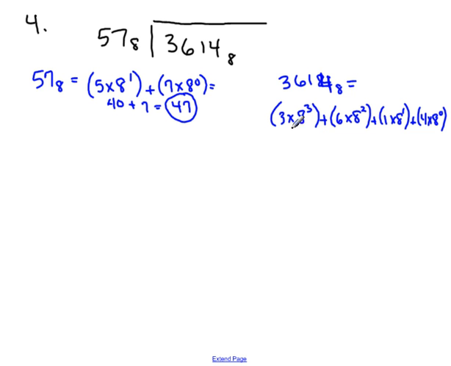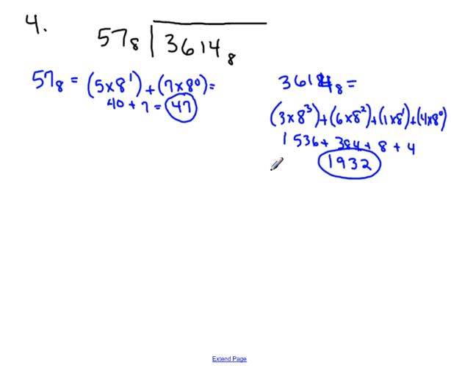Okay, well, 3 times 8 to the third is 1,536. 6 times 8 to the second is 384. 1 times 8 to the first is 8. And 4 times 8 to the 0 is 4. When you add that all together, I get 1,932. So step 1 is to convert these numbers to base 10 numbers, which we've done.